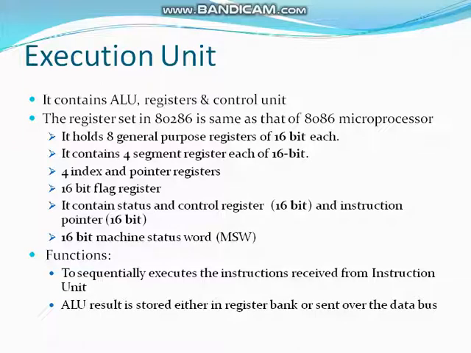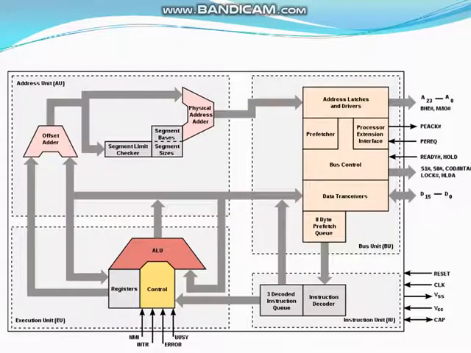In the 8086 the MSW is not available, but there is the program status word. The function of the execution unit is to sequentially execute the instructions received from the instruction unit, and finally the result is stored. Means the result is stored by default in the ALU. So whatever result is stored, you have to either send it into the register bank or send it over the data bus.